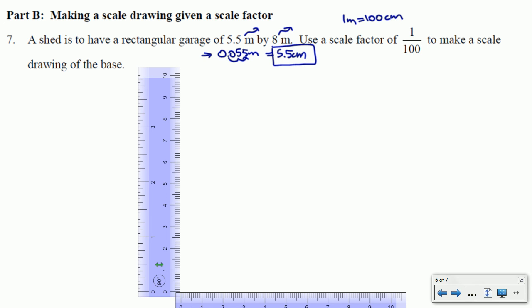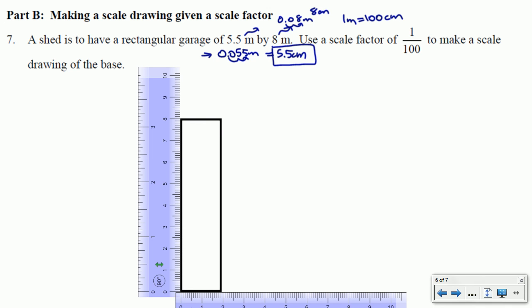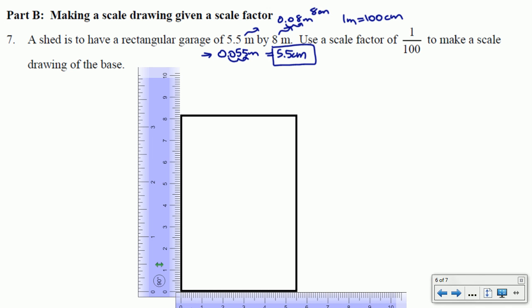And similarly with 8 meters, if we divide that by 100, we get a new length of 0.08 meters. And if we want to transfer that into a more ruler-friendly measurement, we get 8 centimeters. If you have 2 rulers set up like I do, you can draw this fairly quickly. So we have 8 centimeters on one dimension and 5.5 on the other. So it would look roughly like that.